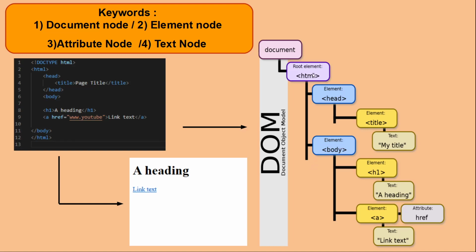So you have the document node, which is the whole thing. Then you have the element node, which is all the tags: the head, the title, the body, the h1. All of these are elements. Then you have the attribute. So if you have a link, the attribute could be the source of that link, so you could easily change that. And then you have the text, which is what's within it.